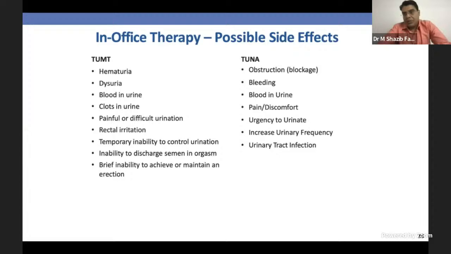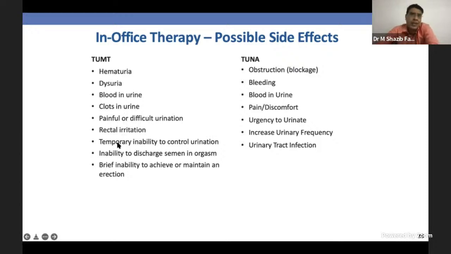So, a few possible side effects. I've already told you every surgery has a few other side effects. So what are the side effects of transurethral microwave therapy and of transurethral needle ablation? A patient can have hematuria, dysuria, clots in urine, and obviously pain with difficult urination.